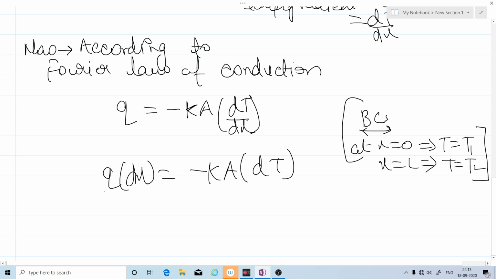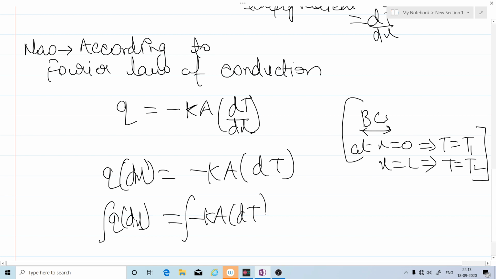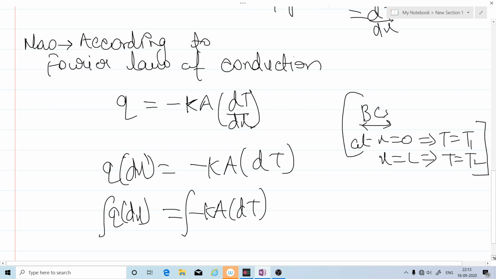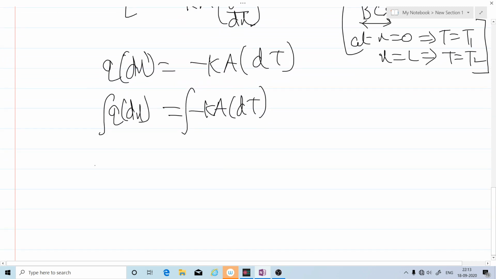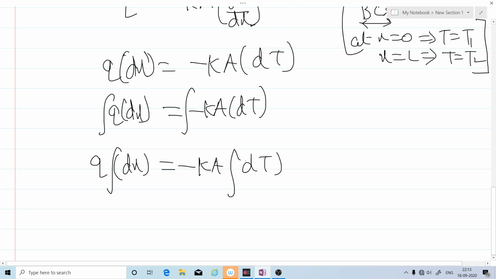Now again move back to this small section, this small derivation. In this derivation, what we have to do is integrate on both sides. Minus Ka, integrate dt. Since q is constant here, q will come out, and this is dx. Similarly, minus k and a both are constant. The material is of uniform thermal conductivity, and the area is also constant in the direction of heat transfer. Therefore, this will also come out.